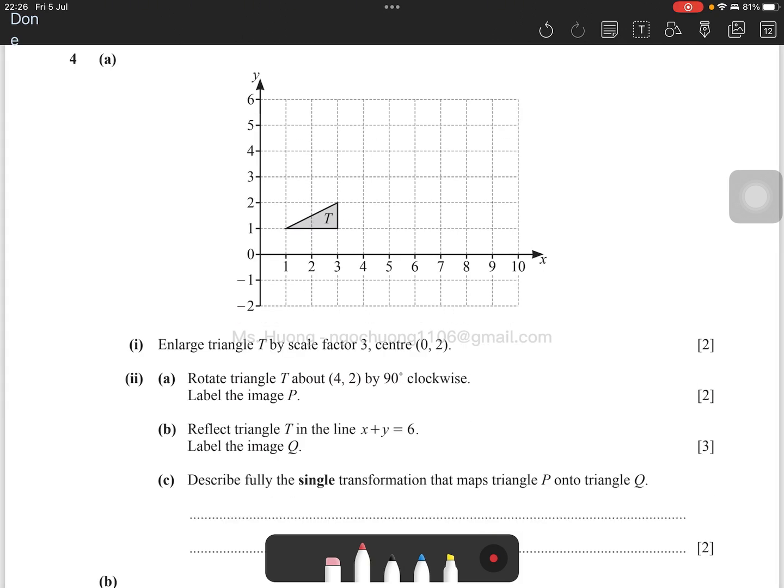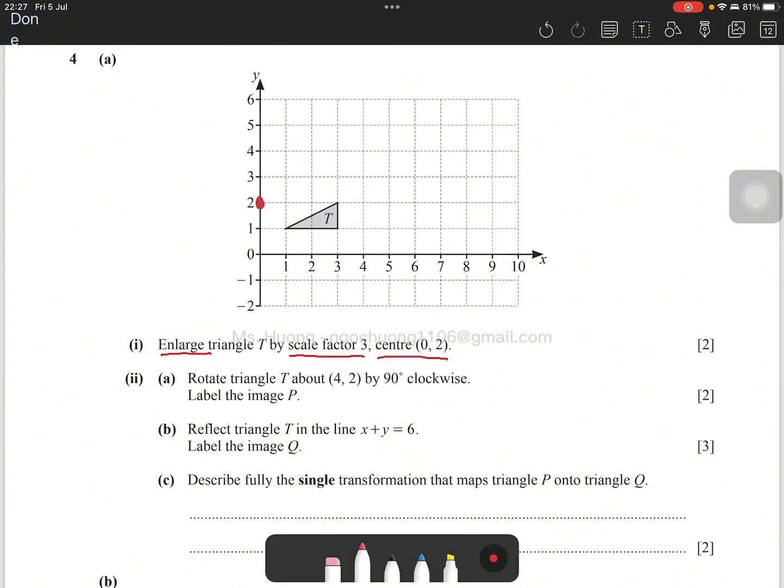Question 4. A. Enlarge triangle T by scale factor 3 center (0, 2). First, we determine the position of the center. (0, 2) is here. This one is the center.